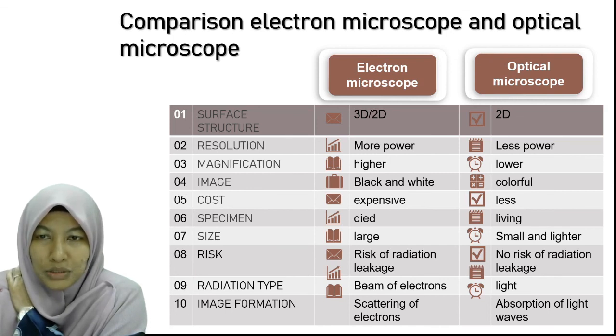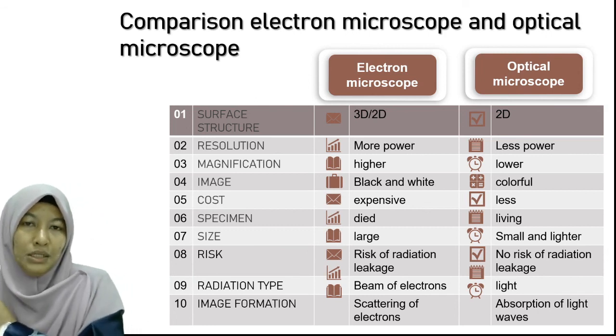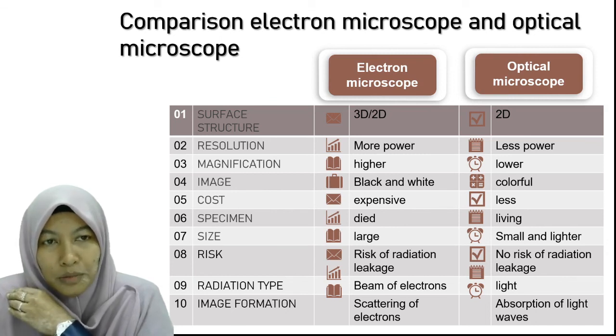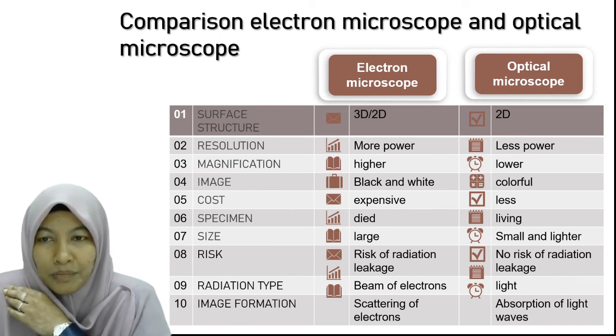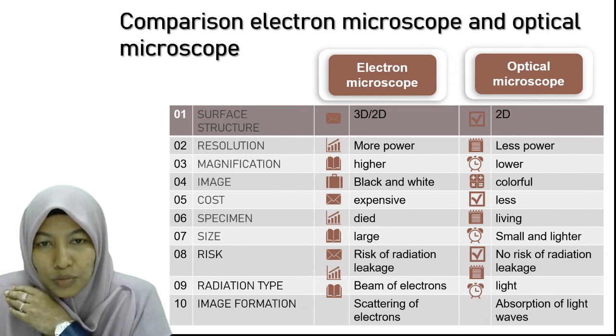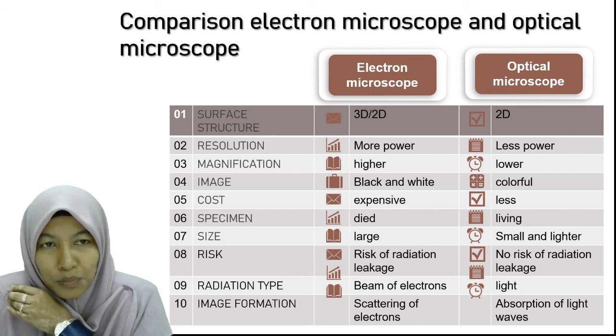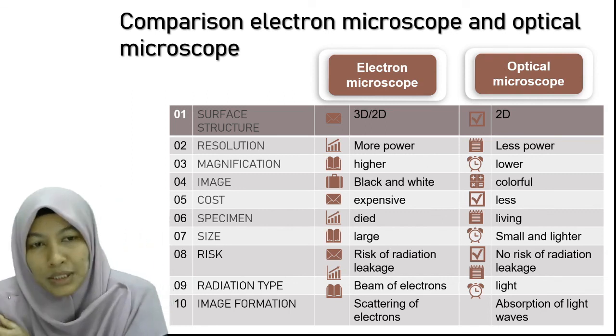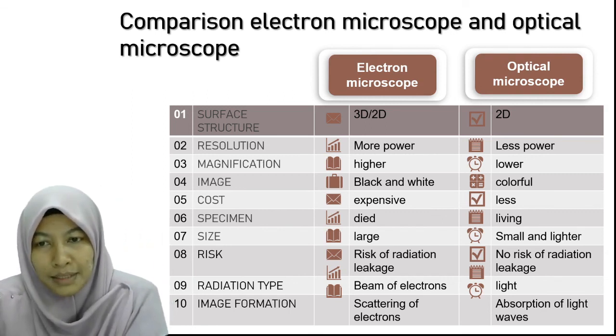Okay, so untuk resolution, untuk electron microscope dia punya more power compared to the optical microscope. Magnification dia higher, and then optical is lower. Image bila kita menggunakan electron microscope, dia punya image dia adalah black and white, but then untuk optical microscope dia colourful sebab dia still dalam range cahaya nampak. So bila cahaya nampak, dia dalam 7 color lah.